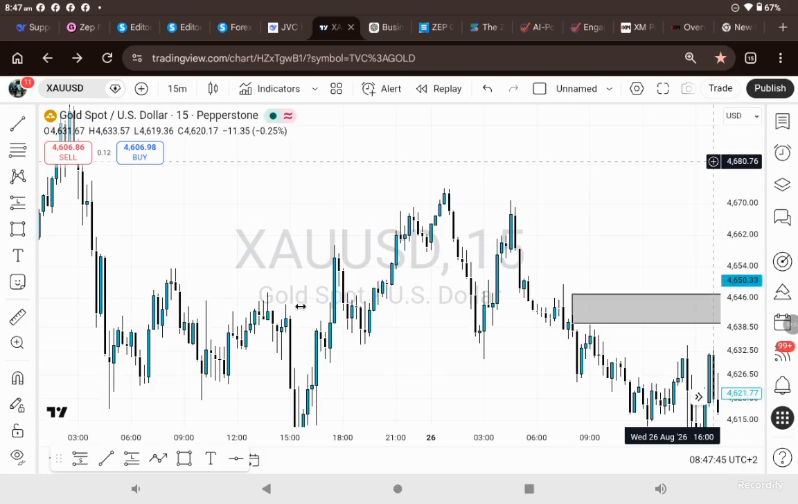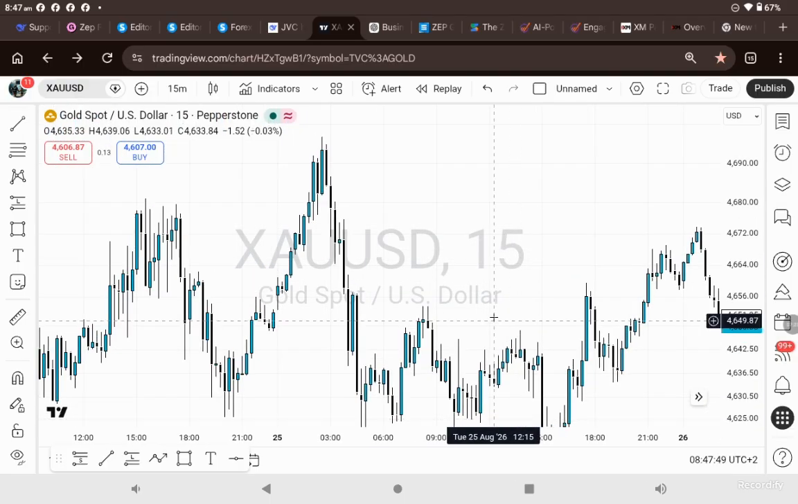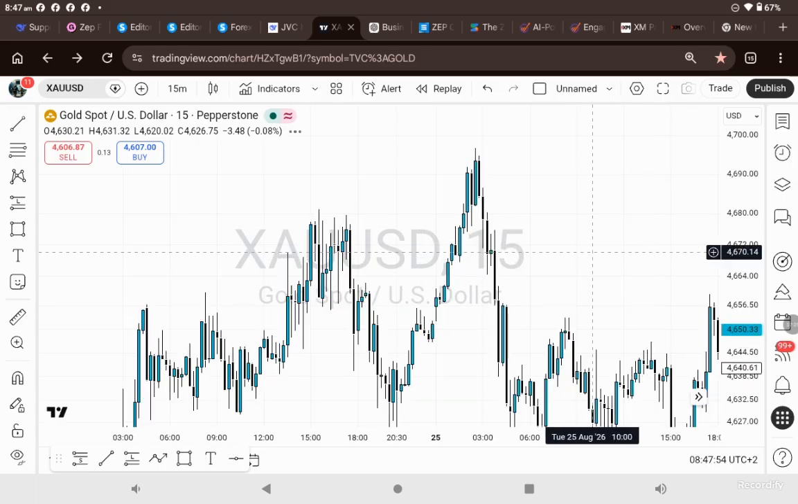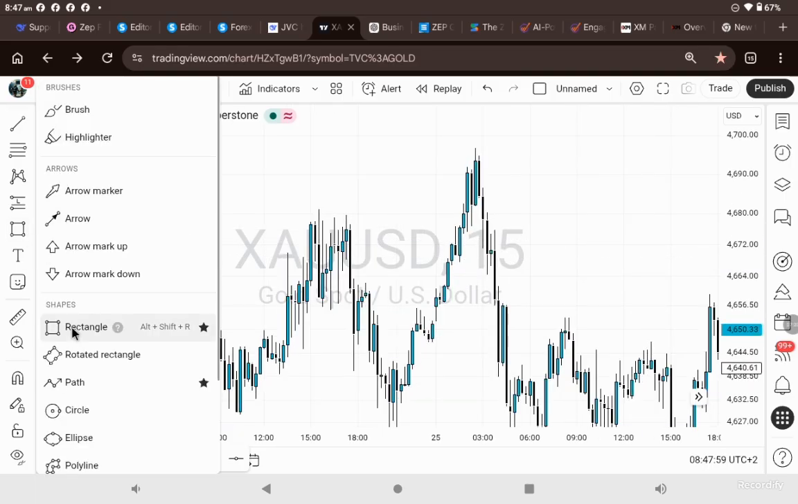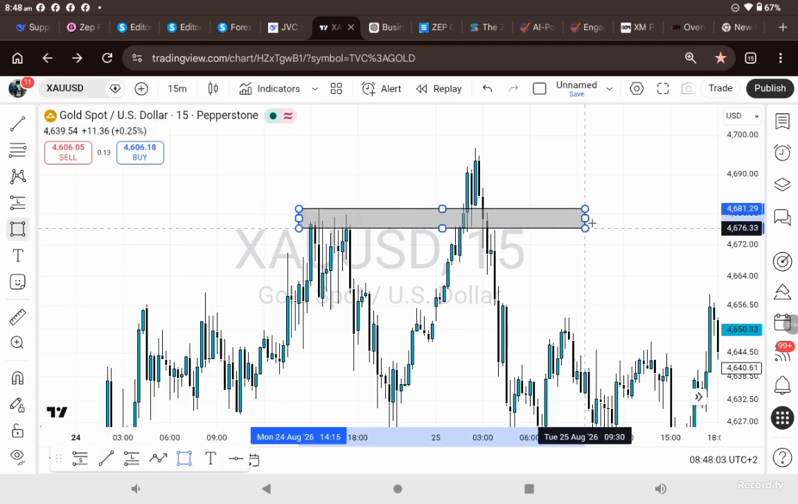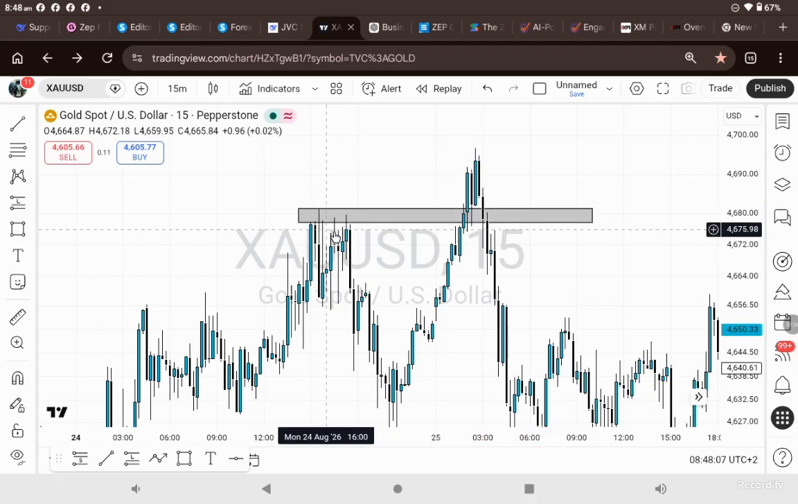So let's go to the chart on the left hand side. We need to see more reactions. So I'm going to show you why it's very important to wait for a reaction. If you're waiting for a reaction, let's say now the market is pushing like this. We do see that this is a resistance level. We do have rejection here.